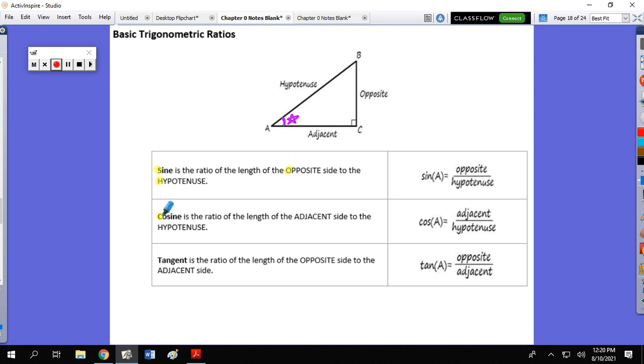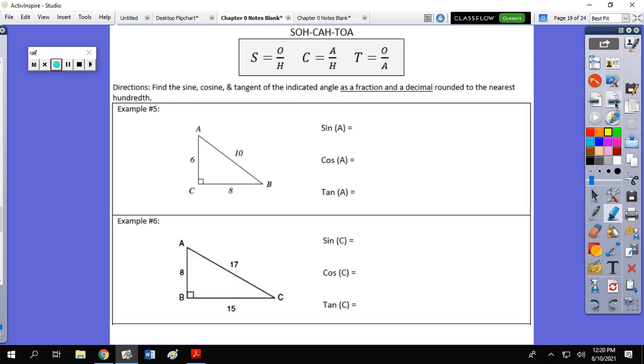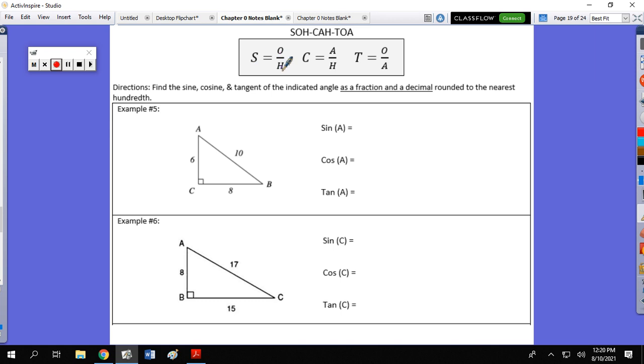Now, we taught you last year that there is a mnemonic device for helping us remember this. It's based on the first letters of sine, cosine, tangent, opposite, adjacent, and hypotenuse. S-O-H, soh. C-A-H, cah. T-O-A, toa. SOHCAHTOA. You'll notice here it's written two different ways. We've got it just written out as SOHCAHTOA, and more accurately, how I like to write it, as fractions. Sine of an angle is opposite over hypotenuse, cosine of an angle is adjacent over hypotenuse, tangent of an angle is opposite over adjacent.